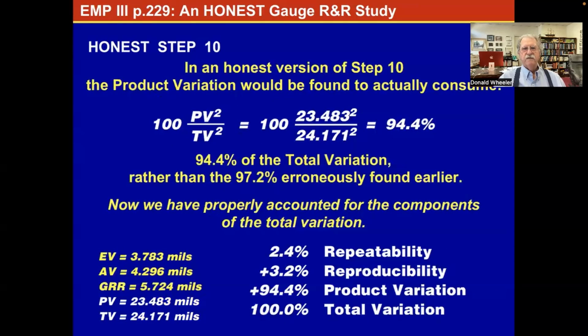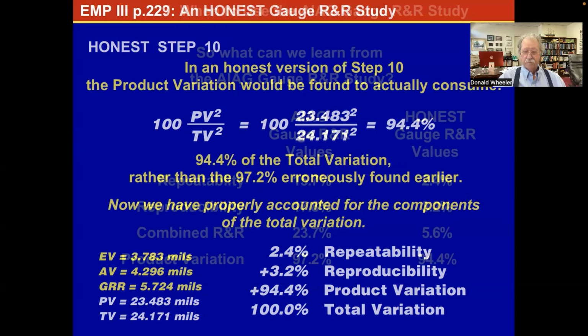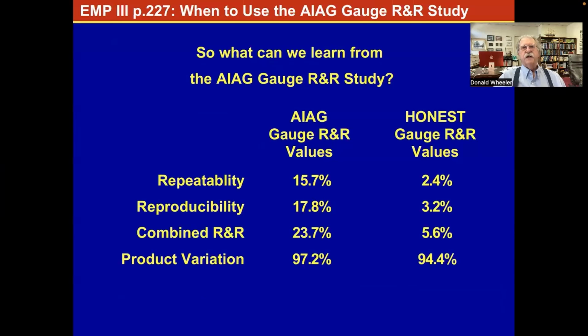And in an honest version of step 10, the product variation would be found to actually consist of 94% of the total variation, rather than the 97% erroneously found earlier. And now we have properly accounted for the components of the total variation. So when you use the AIAG gauge R&R study, what can we learn from the AIAG gauge R&R study?